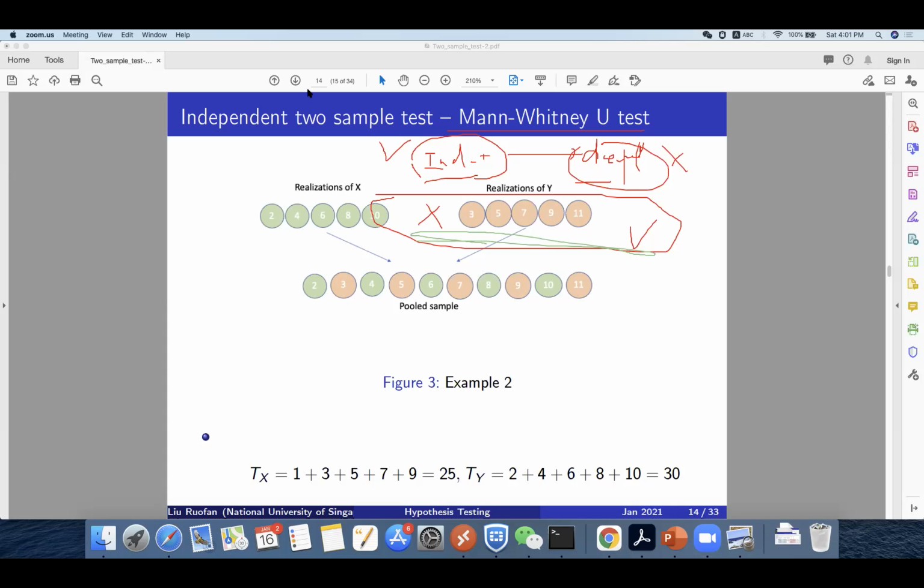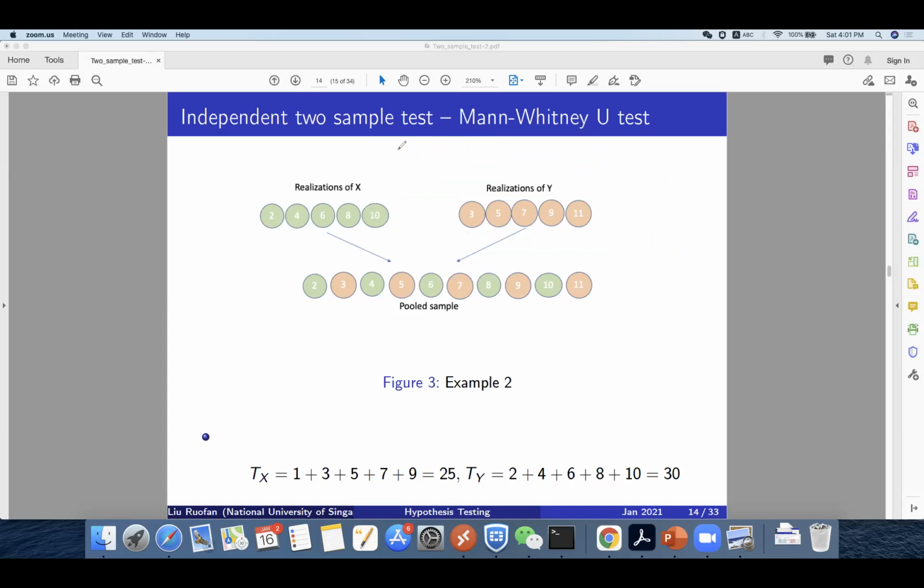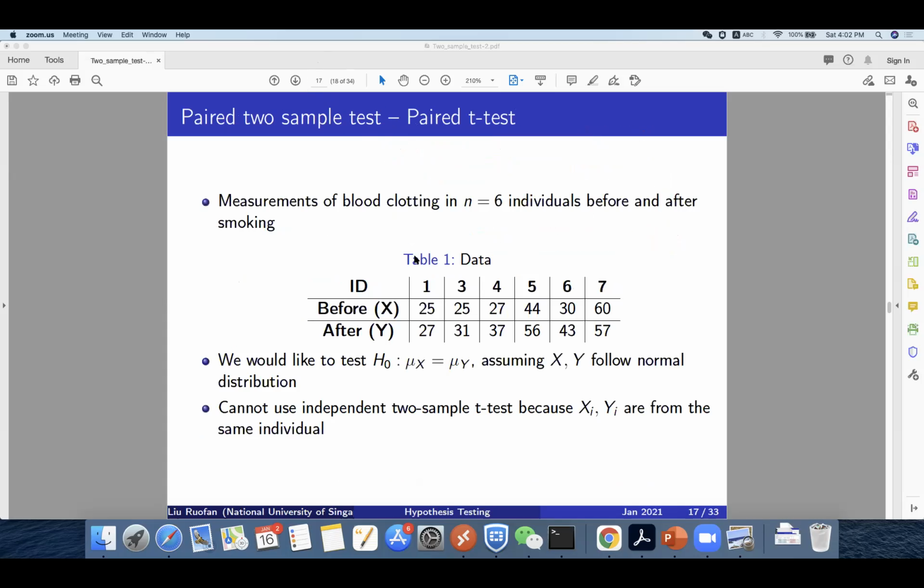I think maybe the consequence of both misuses is severe, could be in the worst case. For example, a patient before smoking, his blood clotting level is very large. Then if we randomly pair this individual with another observation, that will deteriorate our results.